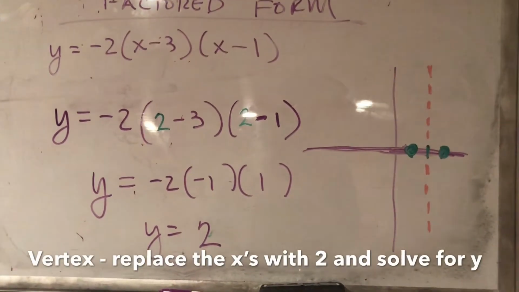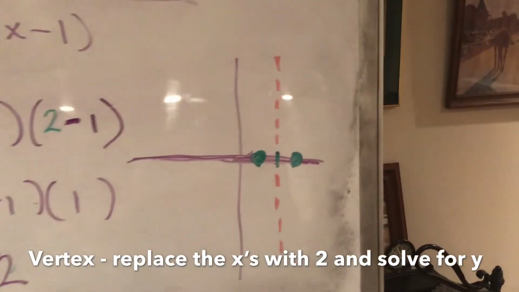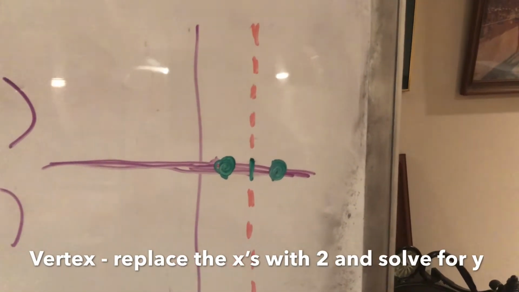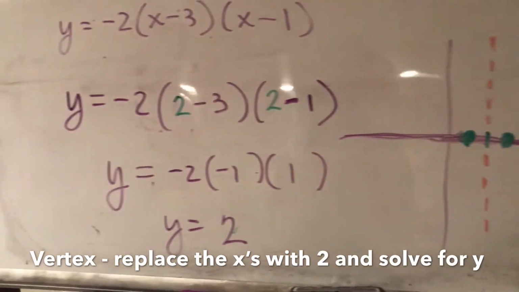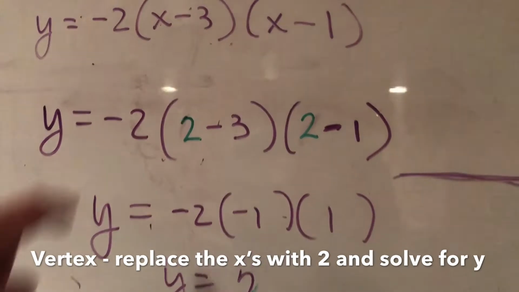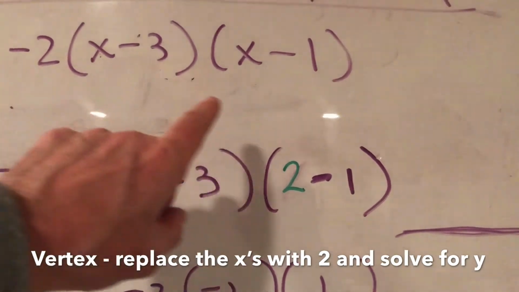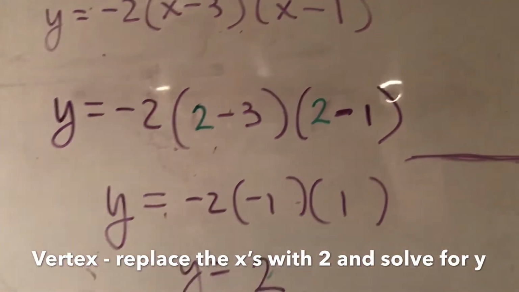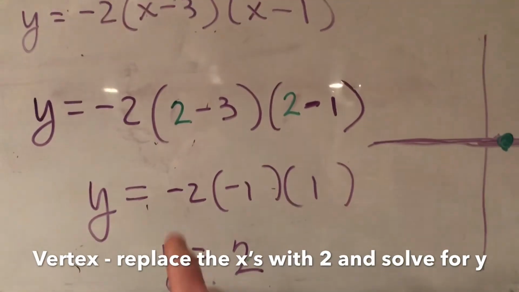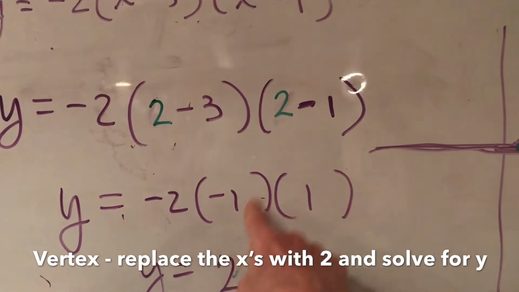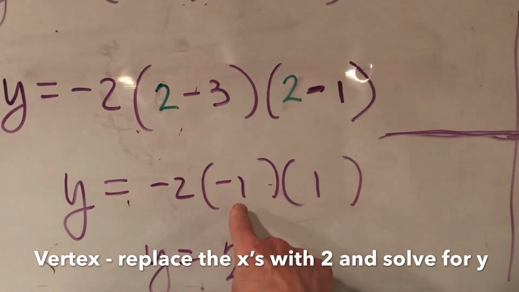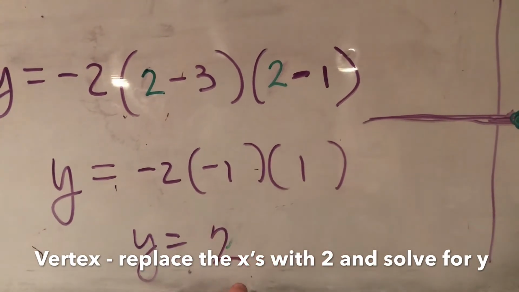Okay, so since we know that the line of symmetry crosses the x-axis at 2, if we want to find the y value for that, which will tell us what the vertex is, we go back and plug in the 2 for the x. So now watch what happens. 2 minus 3 is -1. 2 minus 1 is 1. -2 times -1 times 1 is 2.